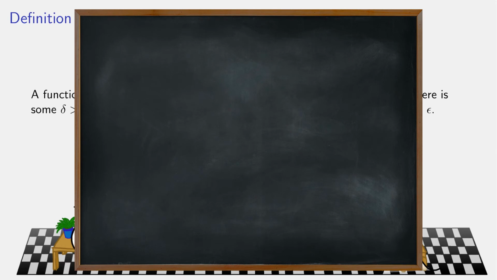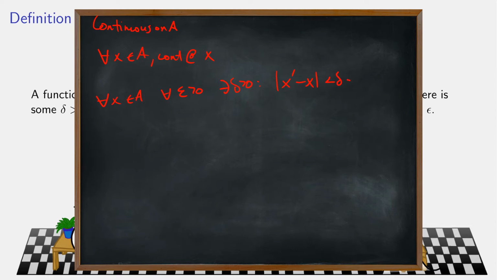So, what does it mean to be continuous on a set A versus uniformly continuous on the set A? Continuous on A means for any x in A, you are continuous at x. Meaning, for any x in A, given any epsilon which is positive, there exists a delta which is positive so that if the distance between some other point x prime and x is less than delta, then the distance between f of x prime and f of x is less than epsilon.